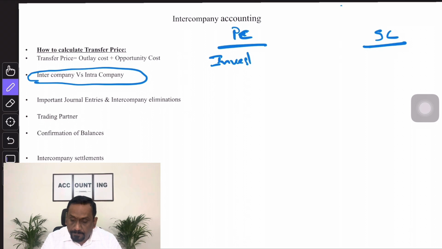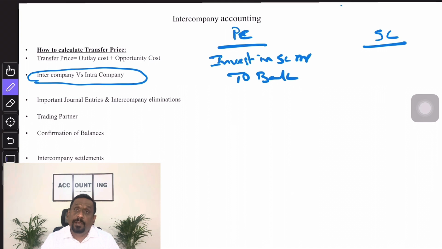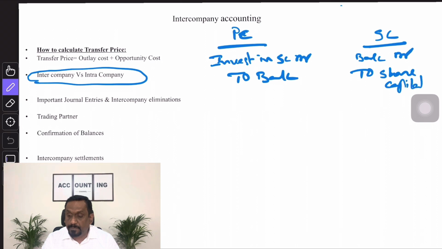Investment in subsidiary company debit, because investment in subsidiary company is an asset. So the parent company will treat that as an asset, to bank account. This is the entry posted by the parent company. Then what will the subsidiary company do? Subsidiary company is getting cash. So bank account debit, to share capital account or capital account. This is the entry. This entry will be posted between parent company and subsidiary companies.